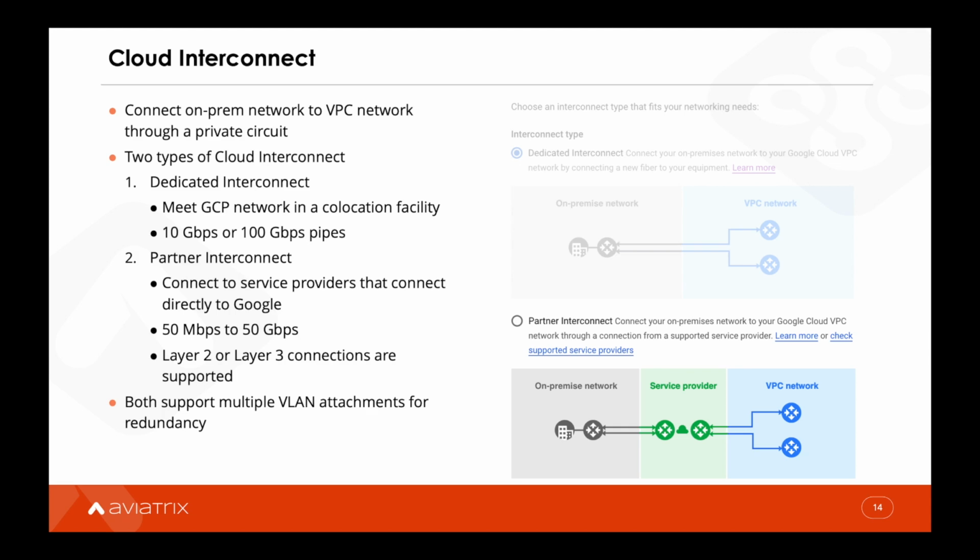You can provision layer 2 or layer 3 connections. Both of them are supported. And with both options, the dedicated and partner interconnect, you can spin up multiple VLAN attachments in order to provide redundancy and high availability. One thing you should note is that with Google Cloud Interconnect, in both cases, encryption is limited. Now, when you look at the partner interconnect, there is a middleman involved there. It's extremely important that you think about providing encryption for your Google Cloud Interconnect circuit.